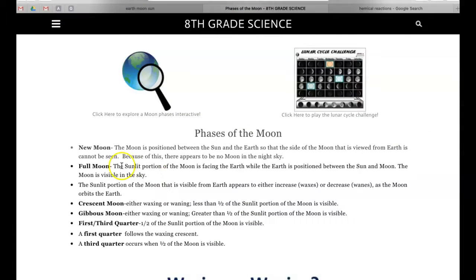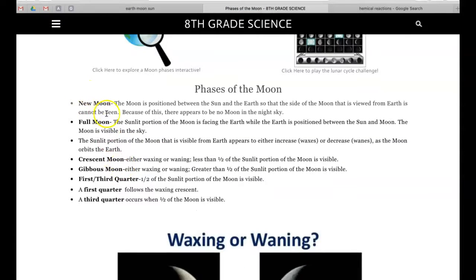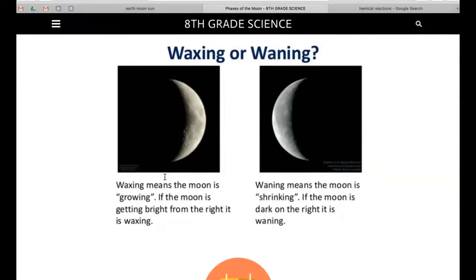So we have the phases of the moon right here. New moon, when it's blah, blah, blah. I'll go back over this at the end. So here it is. Waxing means the moon is growing. If the moon is getting bright from the right, it is waxing. Waning means the moon is shrinking. If the moon is dark on the right, then it is waning.